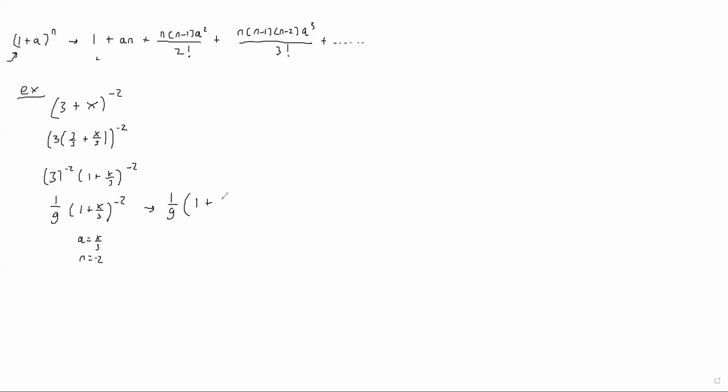So an, that will be x over 3, multiplied by minus 2, and then multiplied again by n minus 1, so minus 2 and minus 1 is minus 3, and then a squared. So that will be x squared over 9, and then divided by 2, because of 2 factorial. And then multiplied again by minus 2, minus 3, and then minus 4, x cubed over 3 to the power of 3, that's 27. So 27, and then divided by 6, basically.